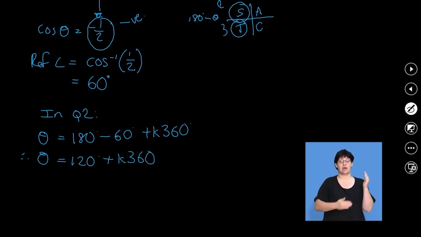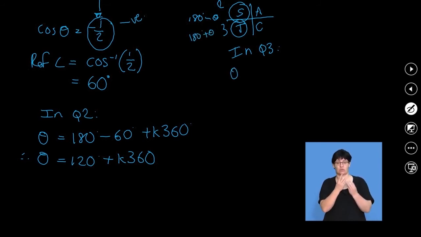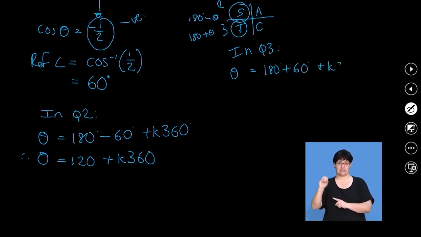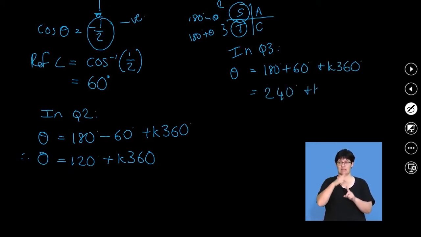And the final part of my solution is going to be my quadrant 3 solution. So in quadrant 3, I'm always 180 plus theta. So therefore, my solution is going to be equal to 180 plus 60 degrees plus K360. And that is equal to 240 degrees plus K360.